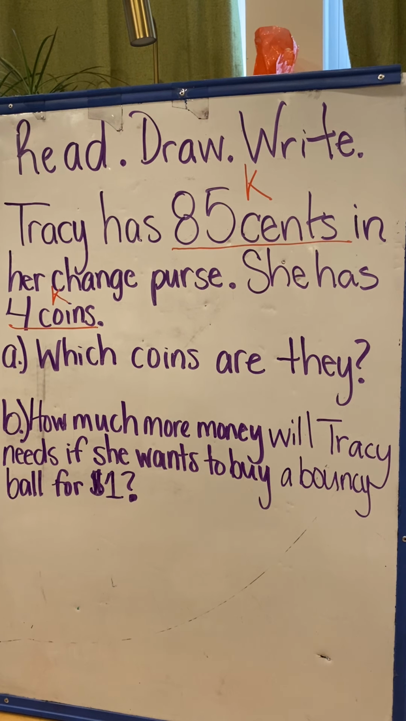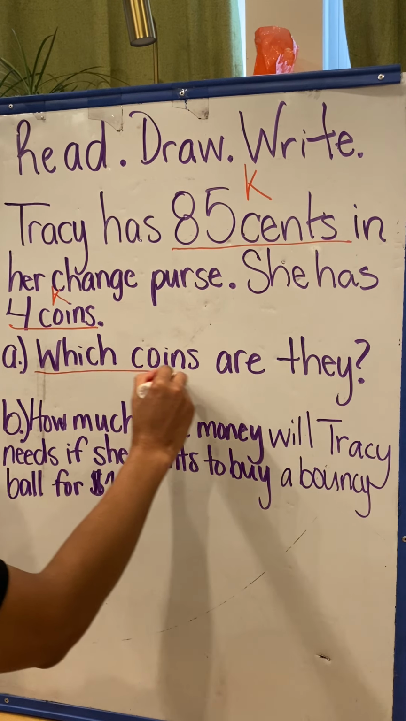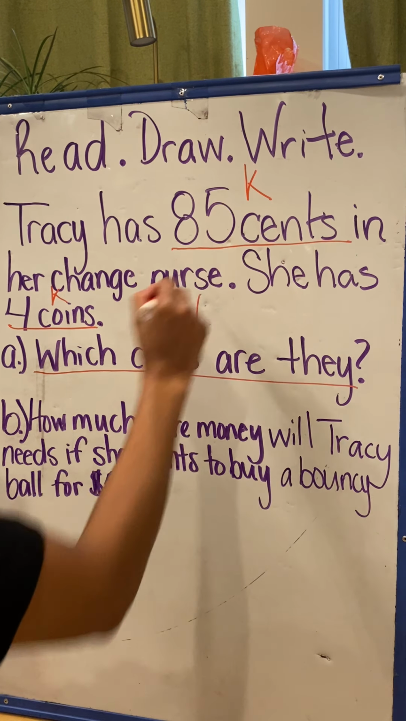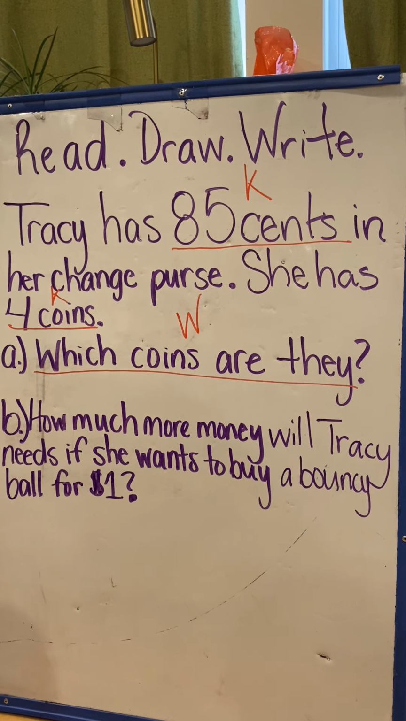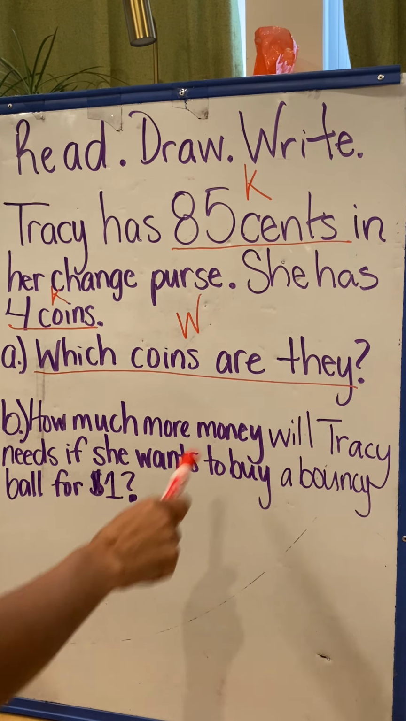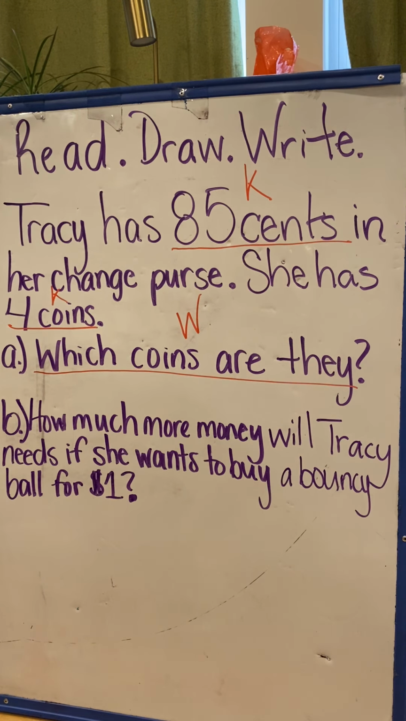This is a two-step problem because they're asking 2 questions. Question A, which coins are they? So this is what the question wants from us. We need to figure out what coins Tracy has in her purse. After we figure out what coins she has in her purse, we're going to talk about how much more money Tracy will need if she wants to buy a bouncy ball for $1.